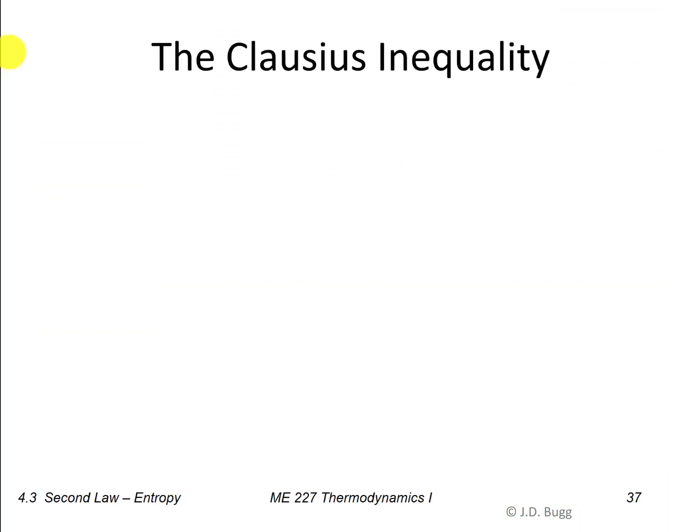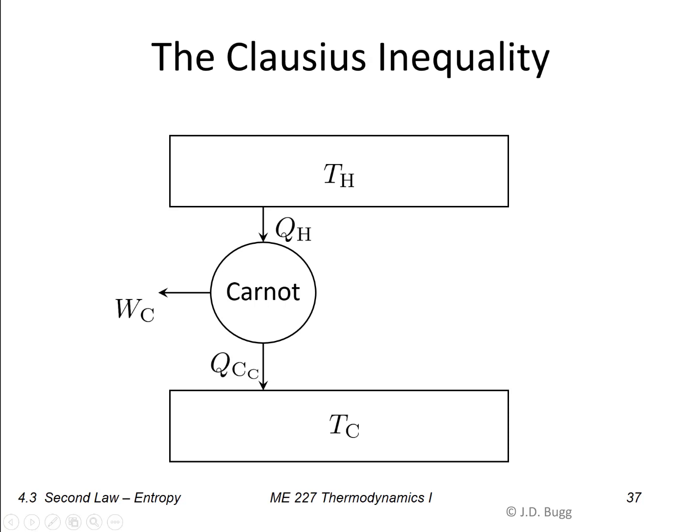The next topic we want to look at is the Clausius inequality. To begin this, I want to go back to this idea of a heat engine operating between two reservoirs. So we have a high temperature reservoir here, TH, and we have a low temperature reservoir here at TC. And currently we have a Carnot cycle operating between those two reservoirs.